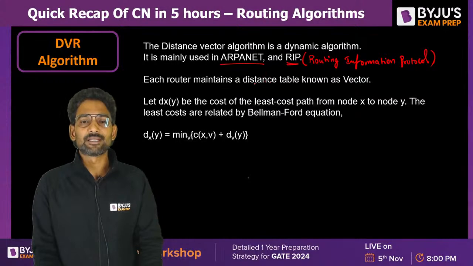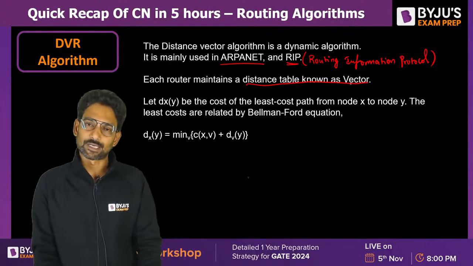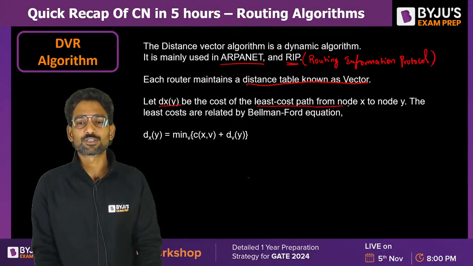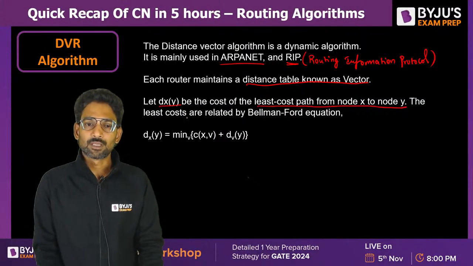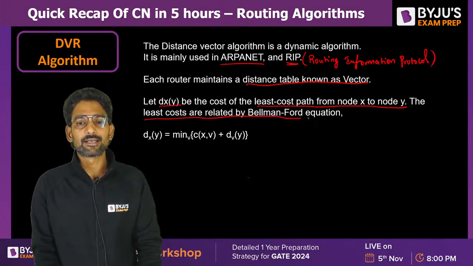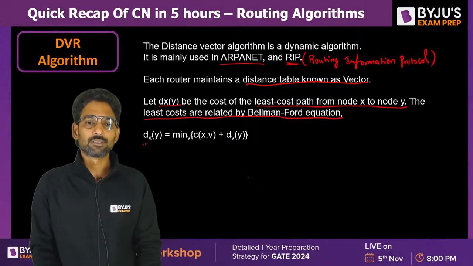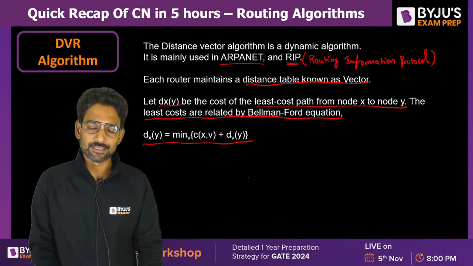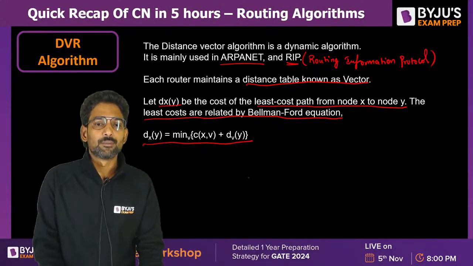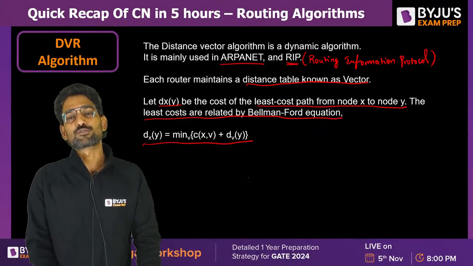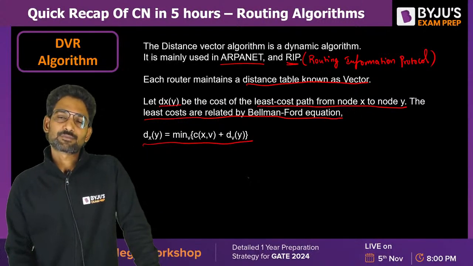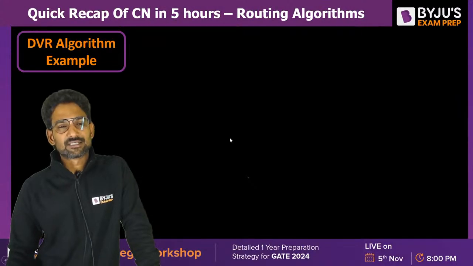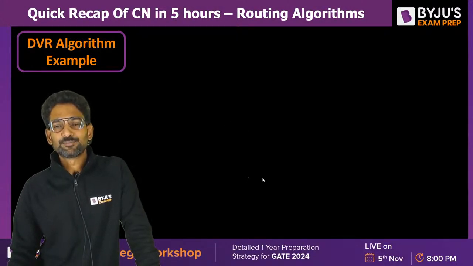Each router maintains a distance table called vector. Let dx(y) be the cost of the least cost path from node x to y. The least costs are related by the Bellman-Ford equation: dx(y) is equal to the minimum over v of the cost of x to v plus the distance from v to y. How it works, let us understand with an example, then it would be more clear, no? Okay.